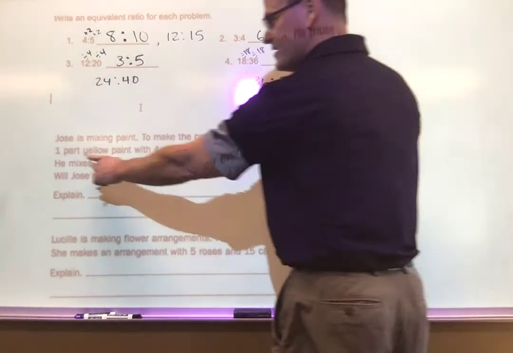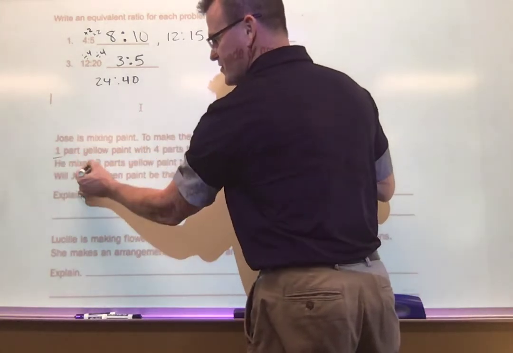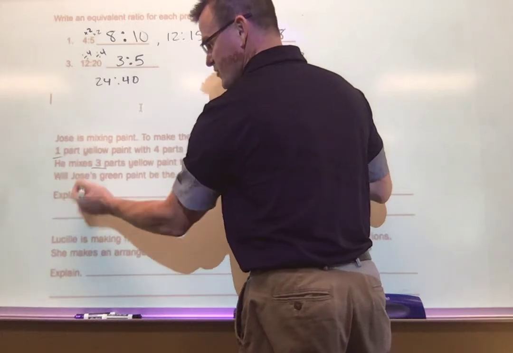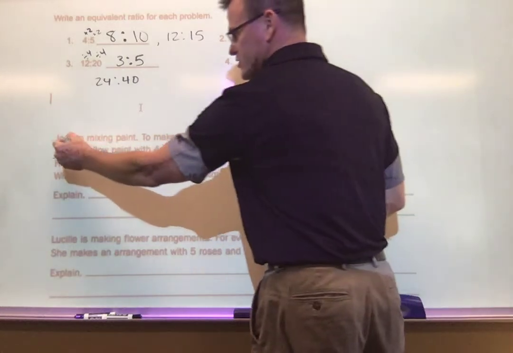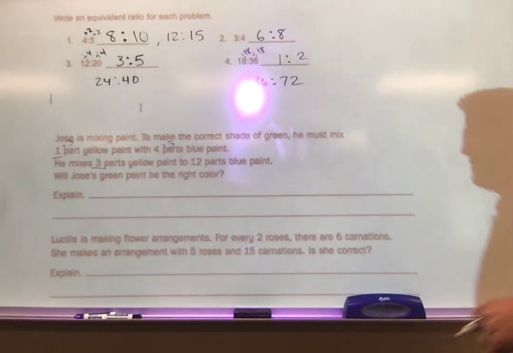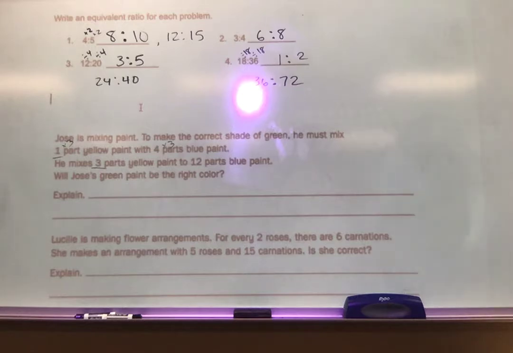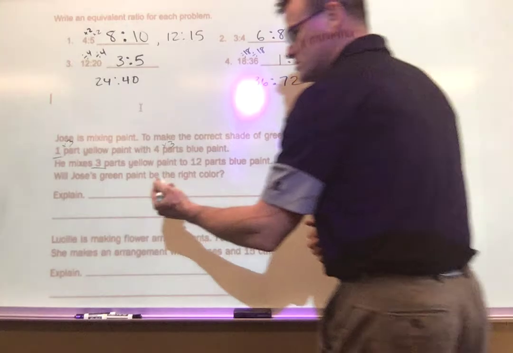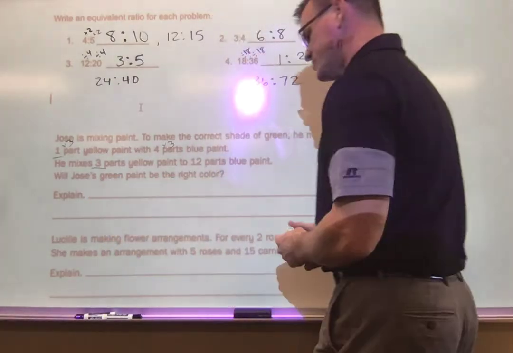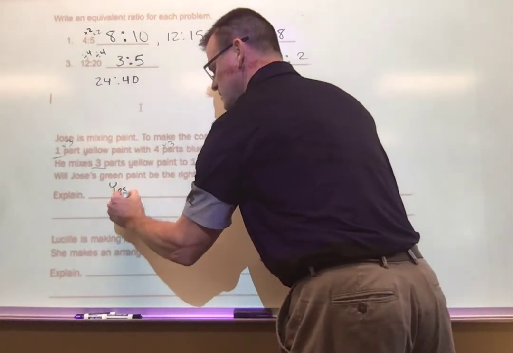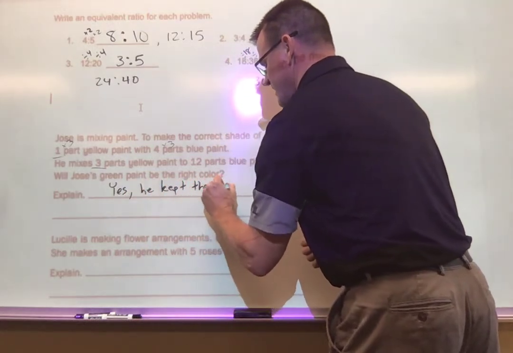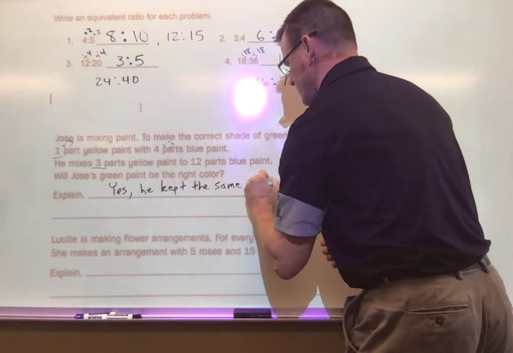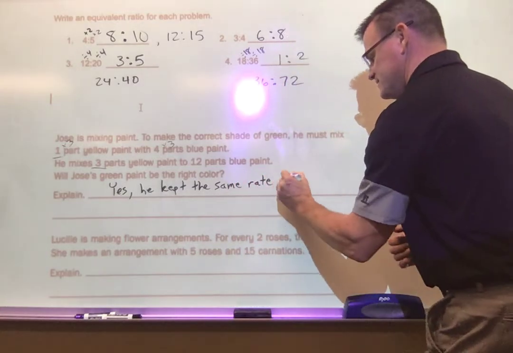And I see that what he did from yellow, he went from 1 to 3. So I can see that he tripled it, and he took the 4 to 12. So he basically tripled both of them, right? So he kept the same rate. He just did 1 to 4, 1 to 4, 1 to 4. He did it 3 times. That would get me 3 to 12. So to explain, I could say, will his green be the right color? Yes. He kept the same rate. He just did it 3 times.